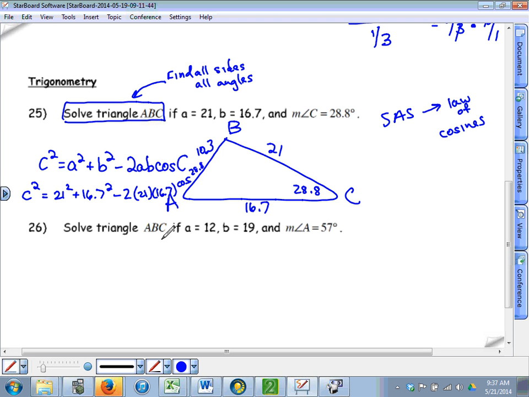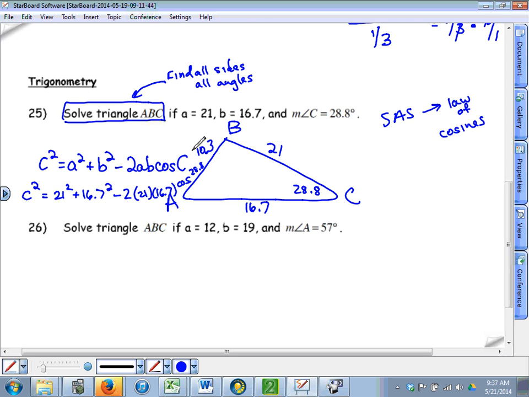So now we have to find an angle measure. Could we use law of sines? Remember, to use law of sines, we have to have an angle and a side across from that angle. We have to have that to use law of sines, or it doesn't work. Do we have an angle and a side across from it? Yes. We have angle C and side c, so it's probably going to work here.